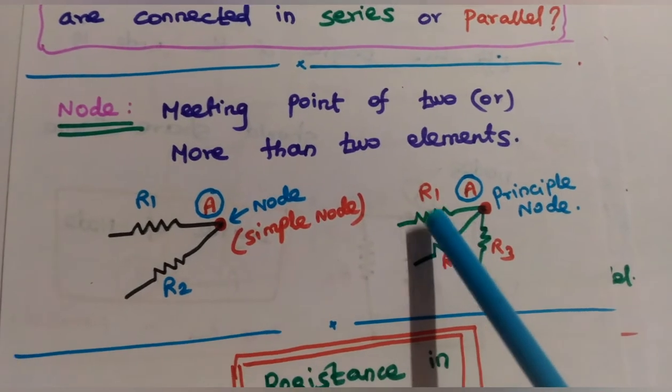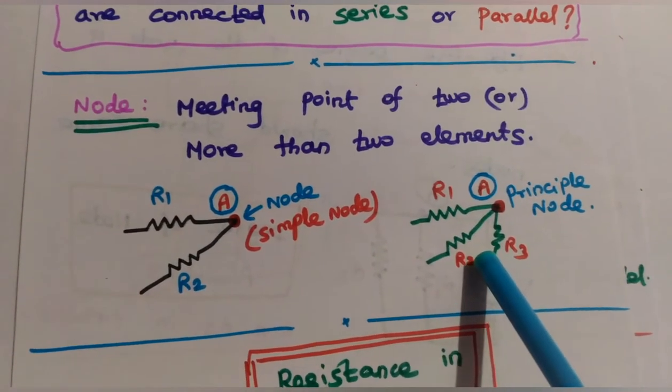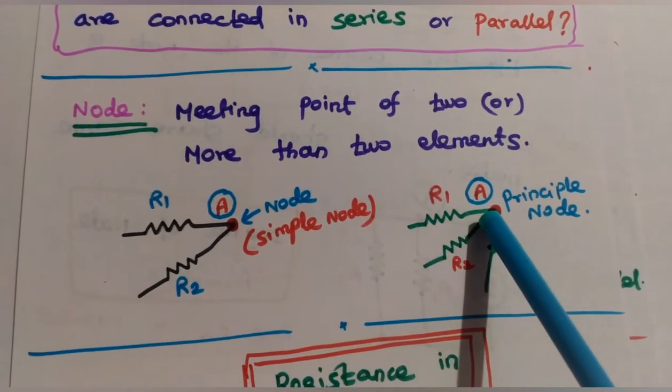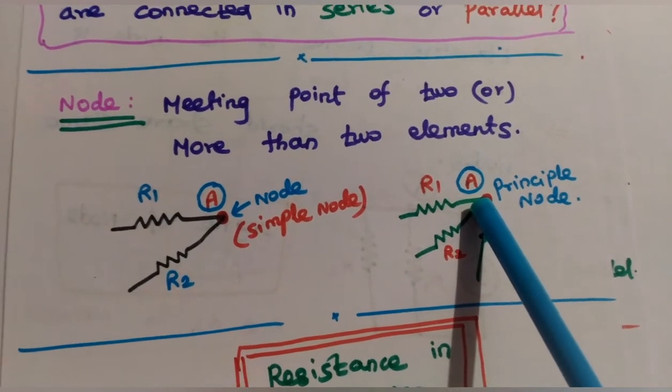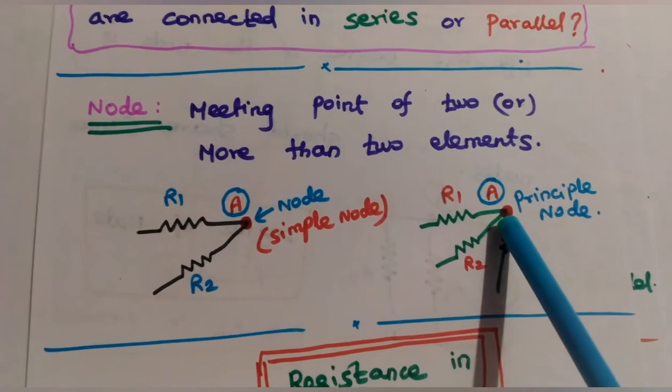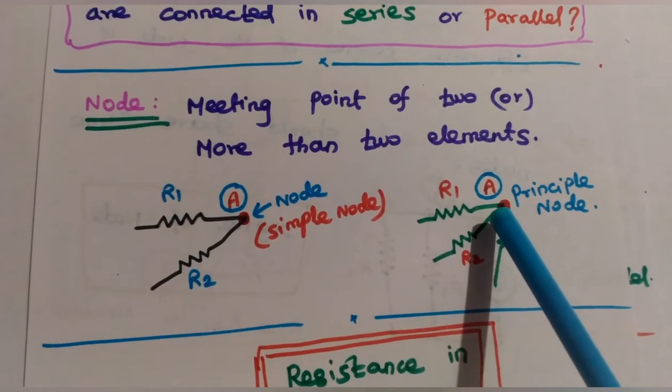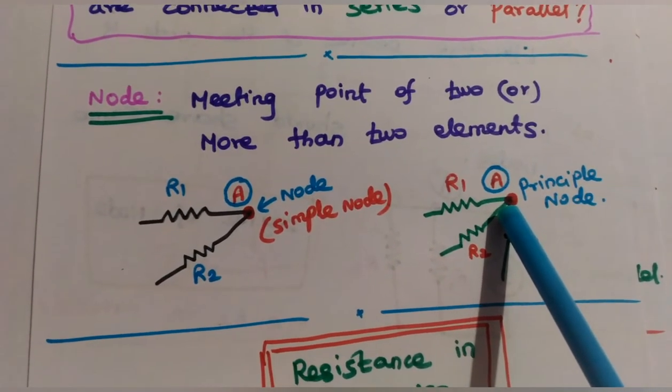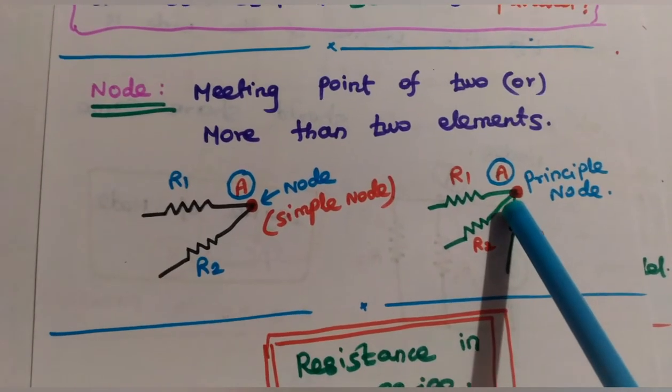Suppose here three resistors are connected, that is, three elements are connected at a common point. This is also a node, but this is called the principal node. That is the meeting point. If more than two elements are connected, the corresponding node is called a principal node.